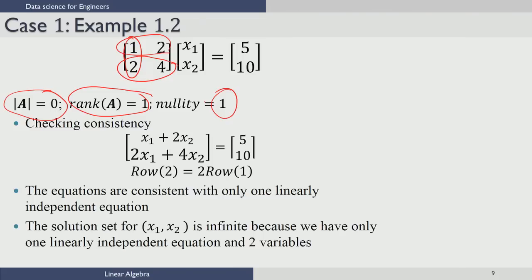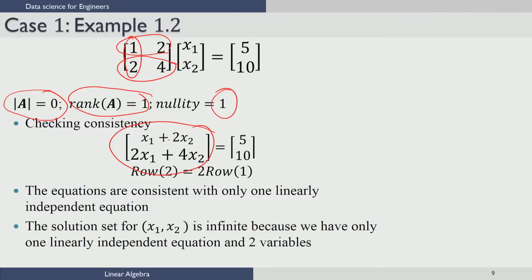Now, let us look at the equations. When you write these equations, as I said before, the first equation x1 plus 2 x2 equals 5 and the second equation is 2 x1 plus 4 x2 equals 10. When we talk about the linear dependence of the rows of A, we are only talking about the left hand side, we never talked about the right hand side. Now, whenever the left hand side becomes linearly dependent, if the same linear dependence is maintained on the right hand side also, then we have the situation of consistent equations.